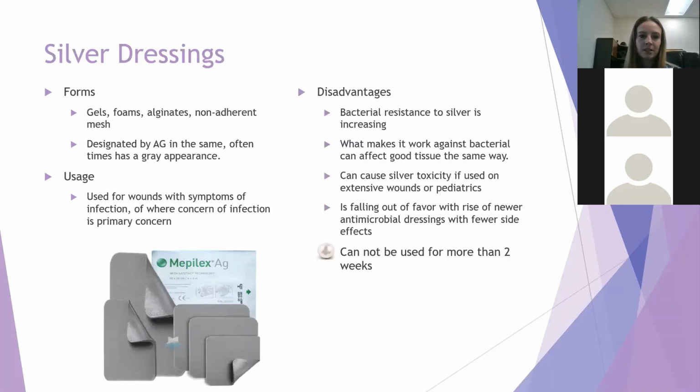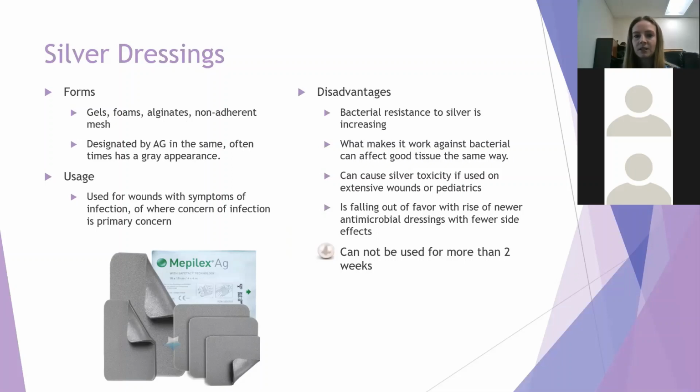Silver dressings come in gels, foams, alginate, non-adherent mesh, pretty much everything. They're designated by the AG in the name and oftentimes have a gray appearance. They're used for wounds with symptoms of infection or a concern of infection as primary concern.